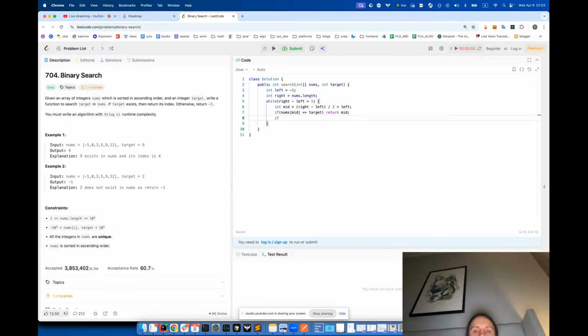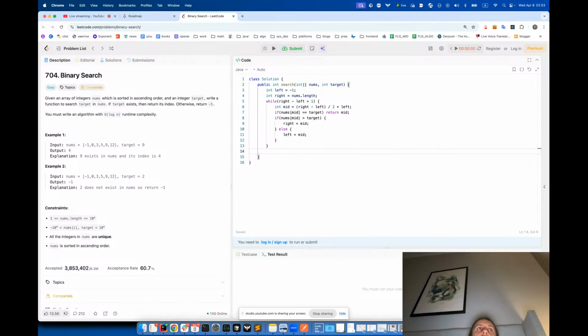Otherwise, if nums mid is greater than target, so for example we are looking for 2, but currently we are on 3, then we should move our right pointer to mid. Otherwise we should move our left pointer to mid, and then we are left with left and right.